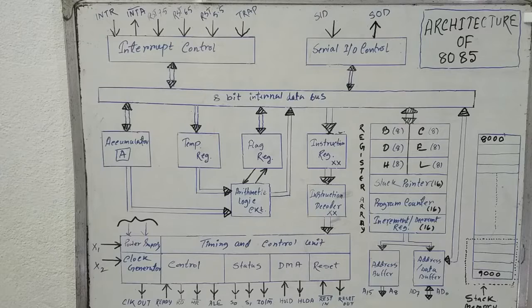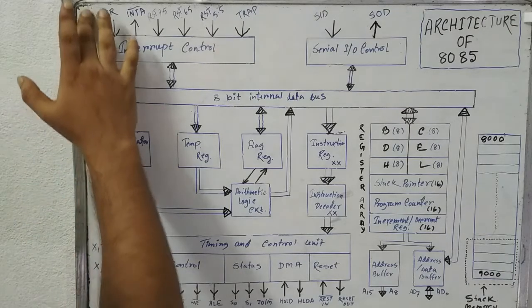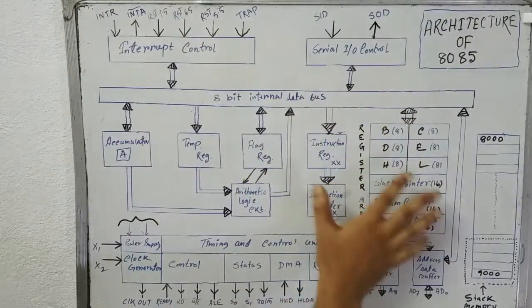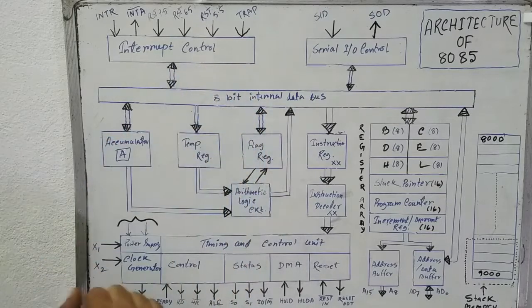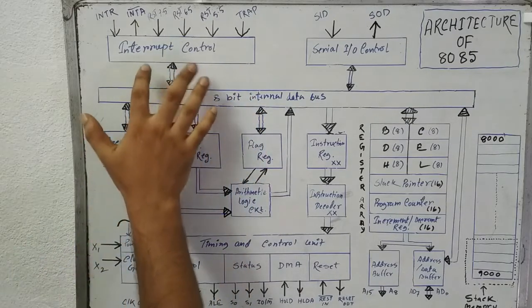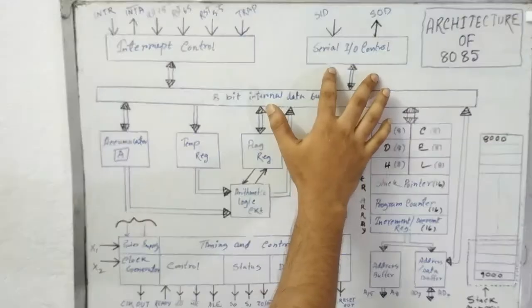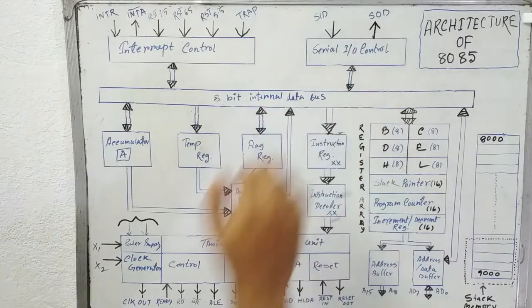So let's first divide this whole complex circuit into four parts. Our first part will be the input output communication part. Basically this part is the upper part of the architecture, and it consists of two blocks: the interrupt control block and the serial input output control block.